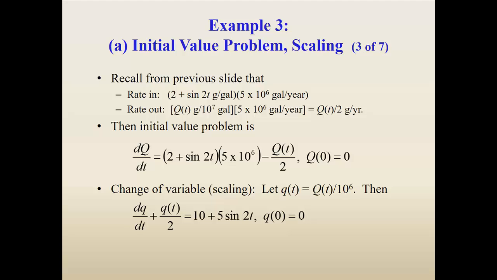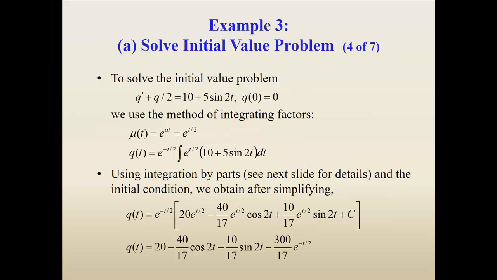There's this direct relationship between the two, but we can actually control it in a much nicer fashion once we change the variable. Notice how much nicer the equation for dq, lowercase q dt is as compared to the uppercase Q dt. That is something I could solve. So using integrating factors, since we do not have separable equations, I get a solution, which is q of t is 20 minus 40 over 17 cosine of 2t plus 10 over 17 sine of 2t minus 300 over 17 e to the negative t over 2. And this is just done by a little bit of integration by parts.